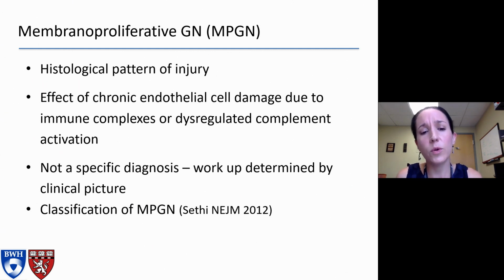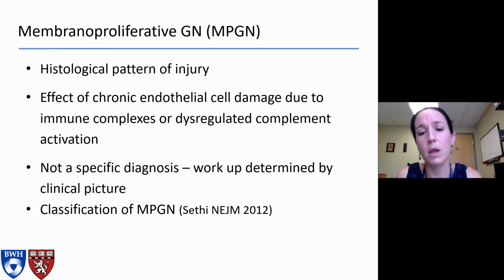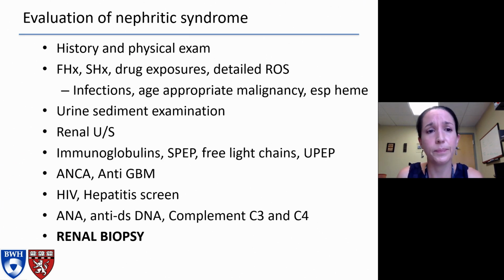And for those of you who are interested, I would encourage you to read Sanjeev Sethi's paper on the classification from the New England Journal in 2012. It lays it out very nicely.